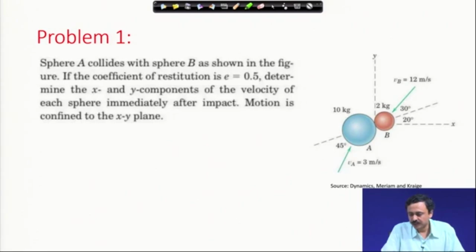As you can see in this figure, the incoming velocities are specified. These are marked as V A and V B. We have been using u as the incoming velocity and v as the outgoing velocity. You have to find out the components of velocity along x and y for each particle. The masses of the two particles are specified. The angle with respect to this x y frame at which the impact is taking place and the incoming velocities are all specified.